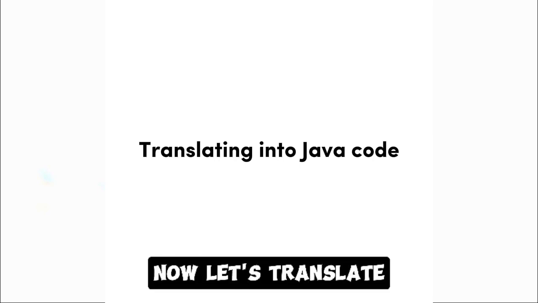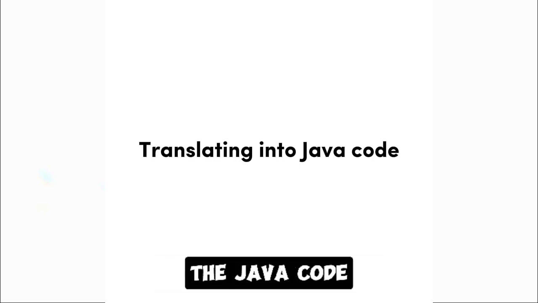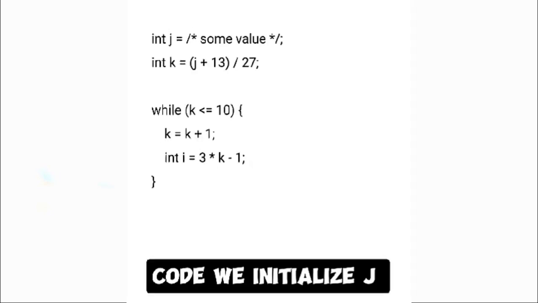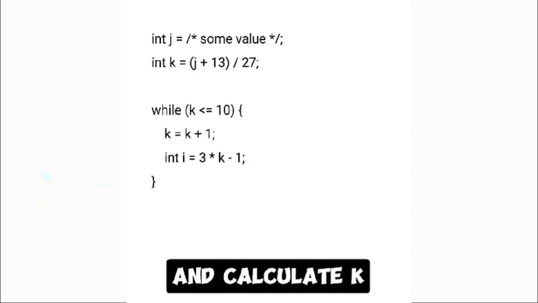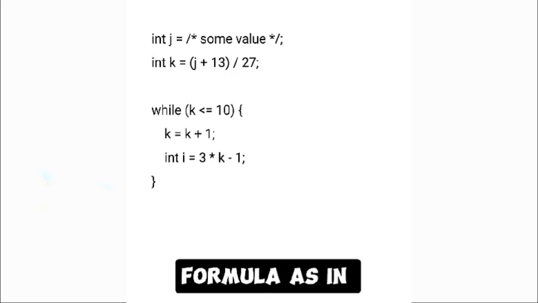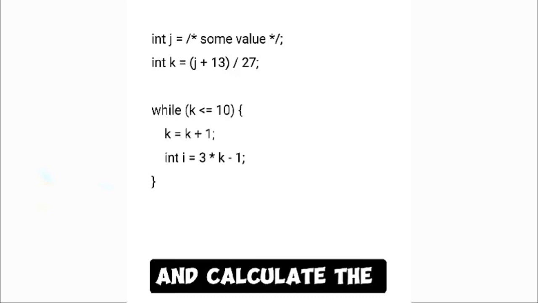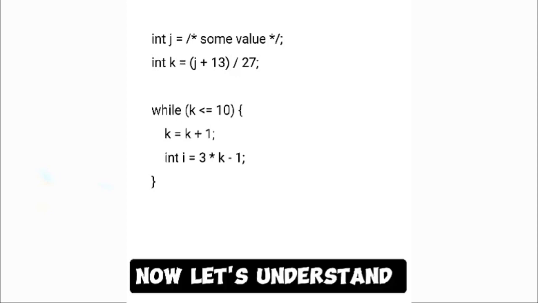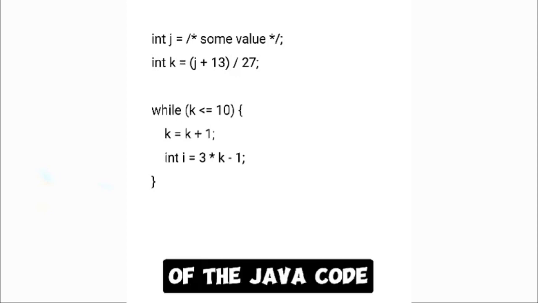Now, let's translate this pseudocode into Java code. In the Java code, we initialize j with some value and calculate k using the same formula as in the pseudocode. Then, we enter a while loop where we check if k is less than or equal to 10. If it is, we increment k by 1 and calculate the value of i based on the updated k. Now, let's understand each part of the Java code.